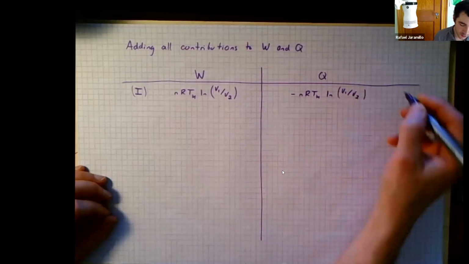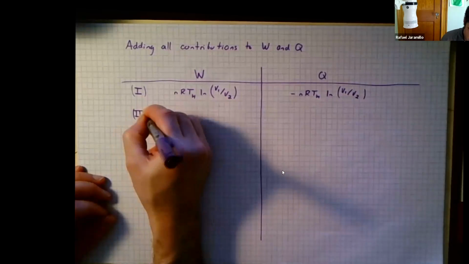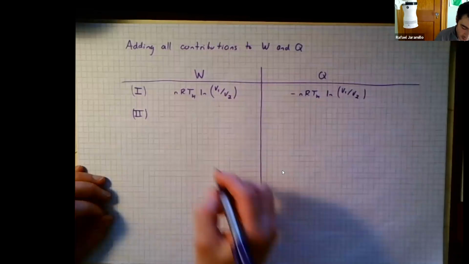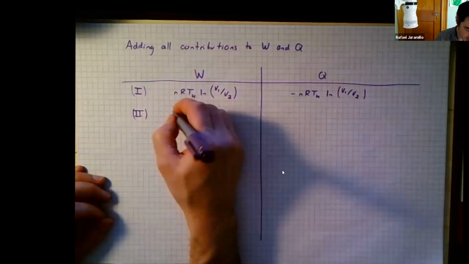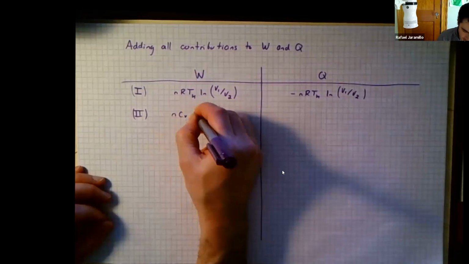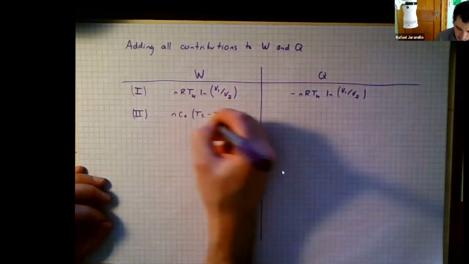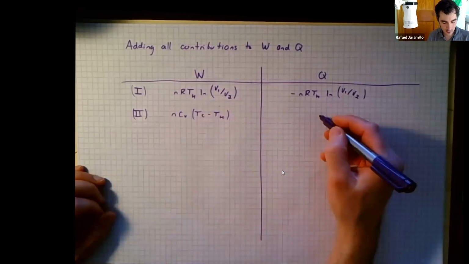Isothermal process, ideal gas, energy doesn't change. So work and heat have to be equal and opposite. Good. Okay, 2. The work here was the change of energy, which was n C_V times T_cold minus T_hot. What was heat for the adiabat?